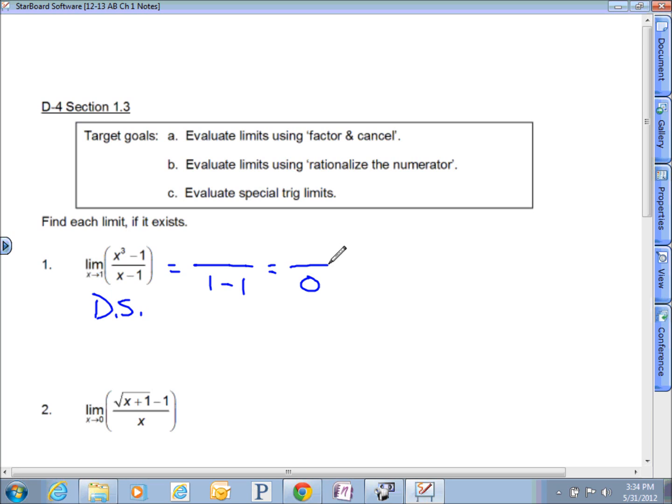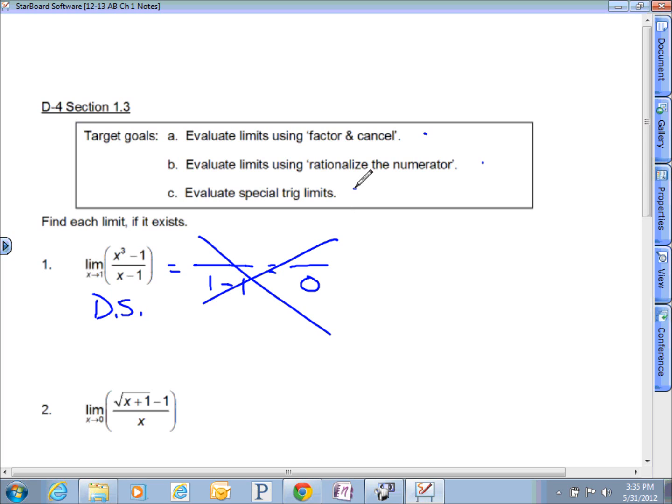It would be something along those lines. Well, I'm here to tell you today that limits in no way can ever be undefined. A limit can't be undefined. This is no good. So since it's no good, we need an alternative. So what we're going to have to do is try some of these things that we have listed in these goals up here. Factor and cancel, rationalize numerators, dealing with trig.